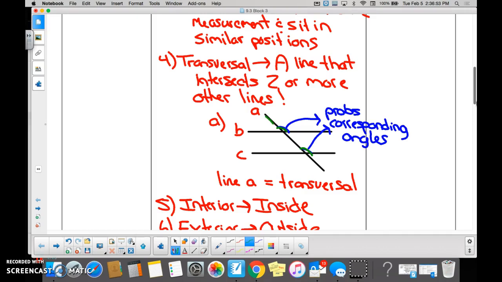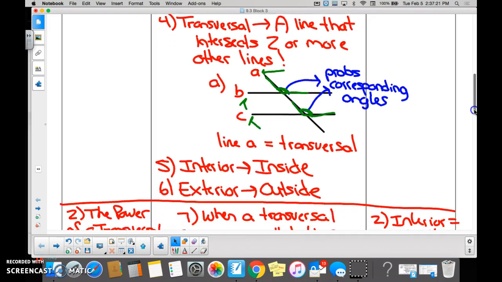Yes. So does this look like an obtuse angle? Yes. Does this look like an obtuse angle? Yes. Okay, and then this angle right here is above line B, and it's to the right of transversal A, right? Yes. This angle right here is above line C and to the right of transversal A, right? Yes. Therefore, it's corresponding because they're in similar positions on two different lines, right? Yes. Cool. And corresponding angles are always equal.